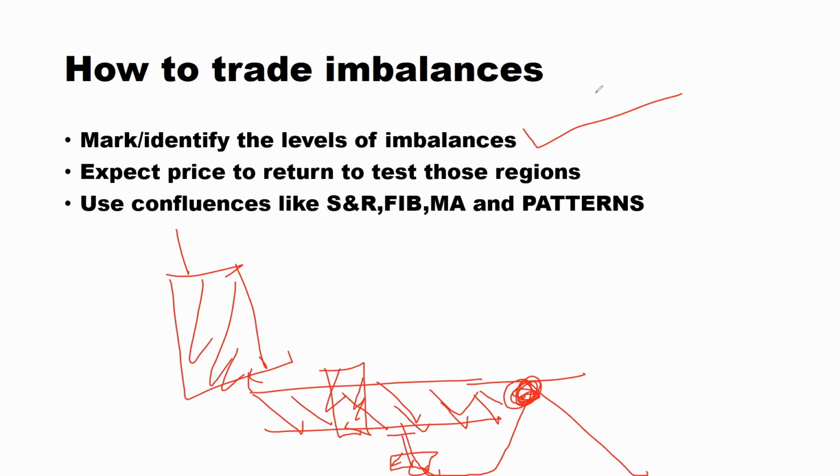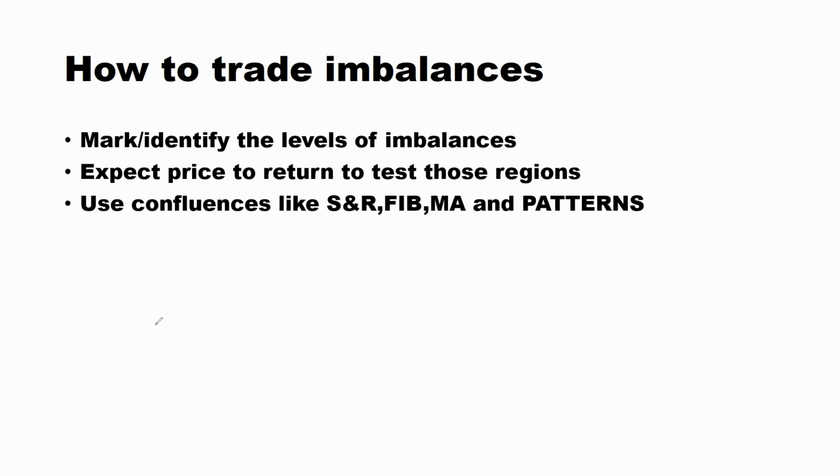But also, the third point says that you cannot use the imbalance alone. You have to use it with confluences like support and resistance, Fibonacci retracement levels, moving averages, and patterns. Are we together? Because sometimes the market may break through those regions that are imbalanced, or the places where the market has created situations of imbalance. It can break through them.